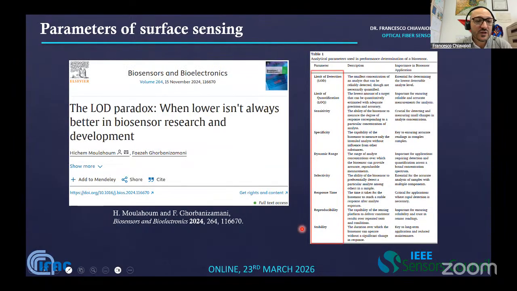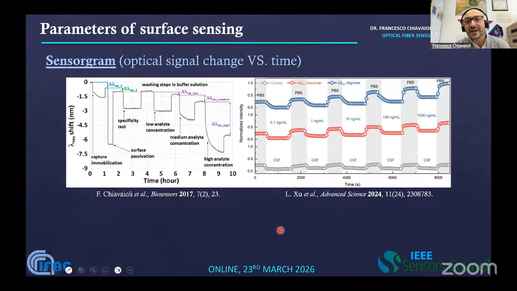Then we move to the surface sensing parameters. Here, in this paper, they collect the most important sensing parameters, which are the limit of detection, the limit of quantification, the specificity or selectivity, the dynamic range, the response time, the reproducibility, and the stability. Again, to retrieve those parameters, we start from the response of the device. In this case, the common name is sensorgram, so the optical signal change versus the time.